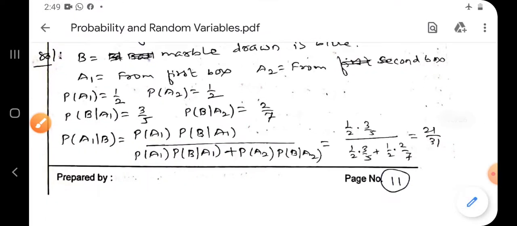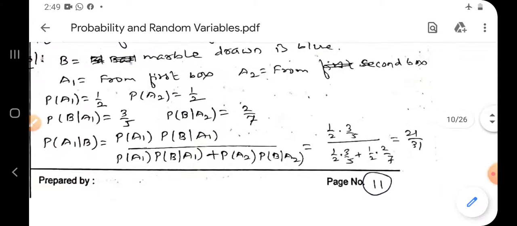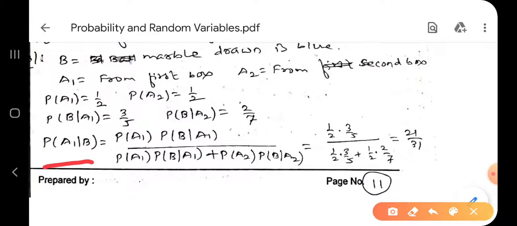Write down by Bayes theorem P of A1 by B. P of A1 by B is equal to P of A1 into P of B by A1, divided by P of A1 into P of B by A1 plus P of A2 into P of B by A2, and do the calculation. 1 by 2 into 3 by 5, divided by 1 by 2 into 3 by 5 plus 1 by 2 into 2 by 7. So you will get the answer 21 by 37.